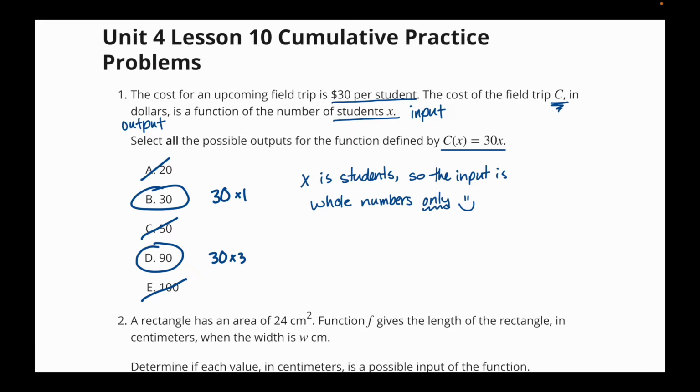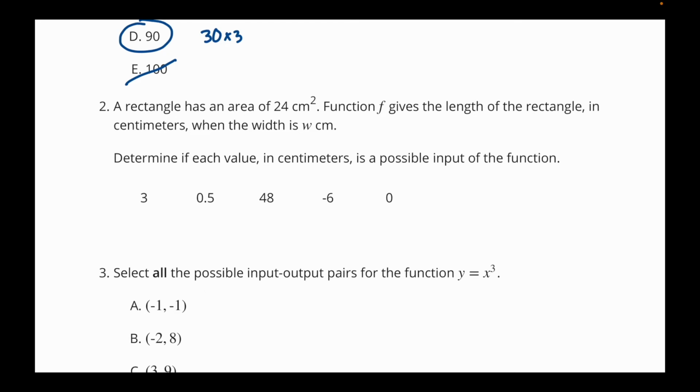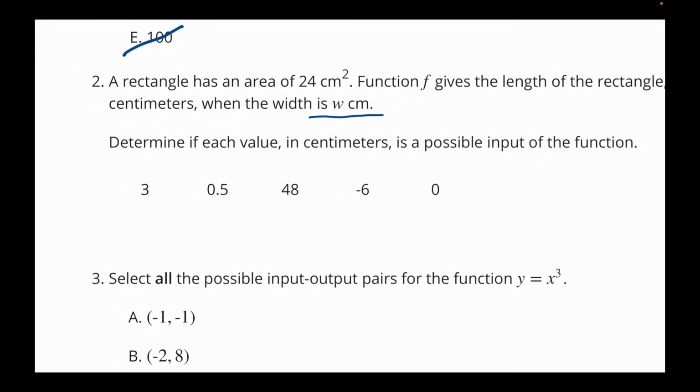Okay, so let's look at number 2. We have a rectangle that has an area of 24 square centimeters. Function f gives the length of the rectangle in centimeters when the width is w centimeters. So we have a width of w, that's going to be our input, and our output is the length. So determine if each value in centimeters is a possible input. So when we're talking about realistic and it has an area, the only thing that's going to prevent us from saying these are inputs is if we have negative numbers, because I can't have a negative width.